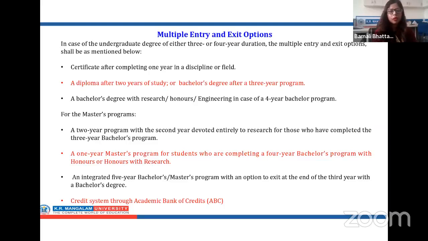If there is anyone who could not complete the course of a 4-year or 3-year degree program but wants to quit after 1 year, you are going to get a certificate after completing 1 year in a discipline or a field. Likewise, a bachelor's degree will be given only when you complete the 3 or 4 year bachelor program that it is meant to be. If you are interrupting in between, you will not be called an interrupted BPT or interrupted BCom graduate. You will be given a certificate or a diploma depending upon the number of years you have completed. So it is completely based on the credit-based academic system.